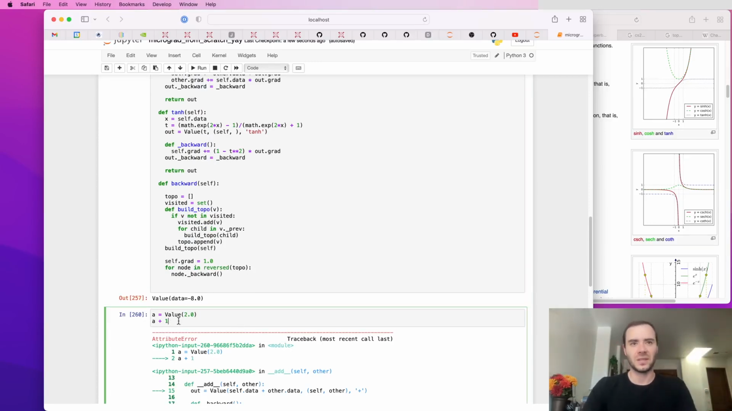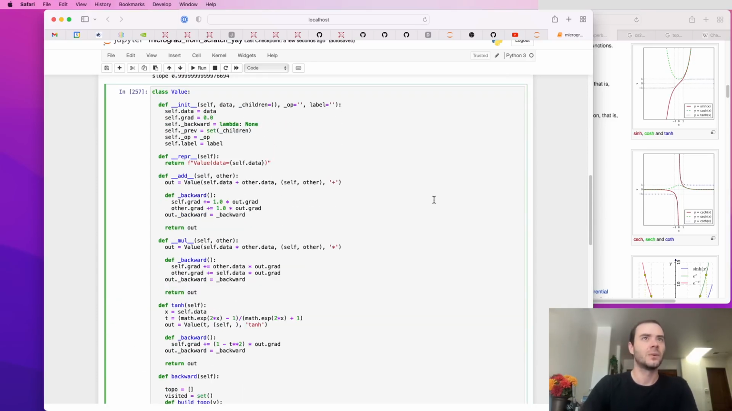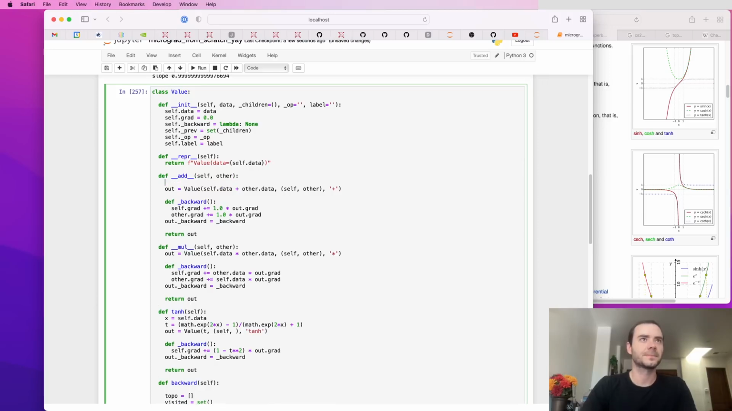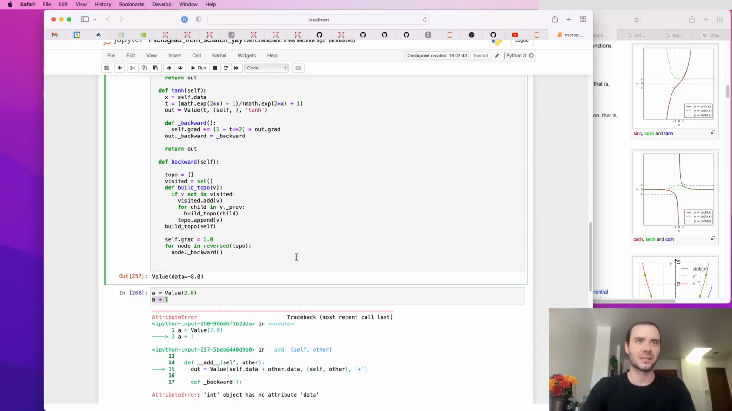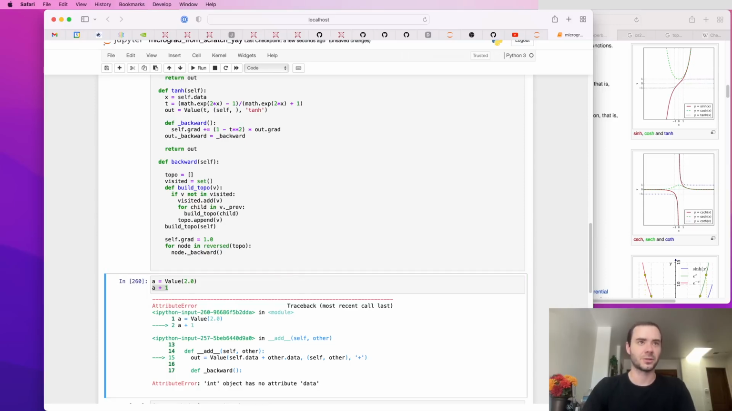So as a matter of convenience, so that we can create expressions like this and make them make sense, we can simply do something like this. Basically, we leave other alone if other is an instance of value, but if it's not an instance of value, we're going to assume that it's a number, like an integer or a float, and we're going to simply wrap it in value. Then other will just become value of other, and then other will have a data attribute, and this should work. So if I redefine value, then this should work.